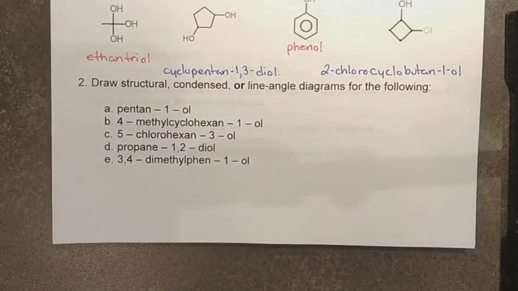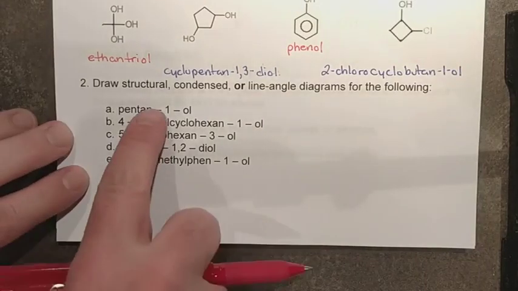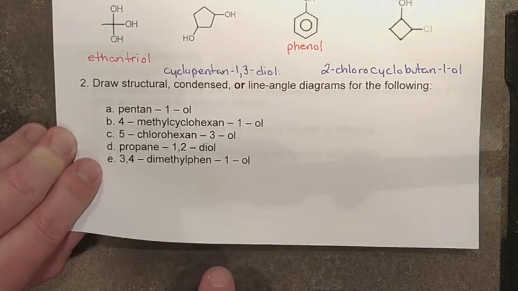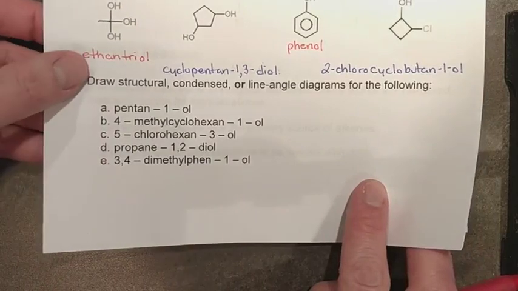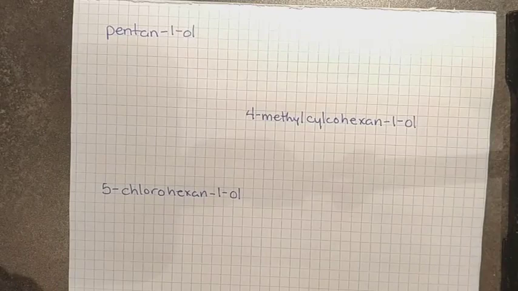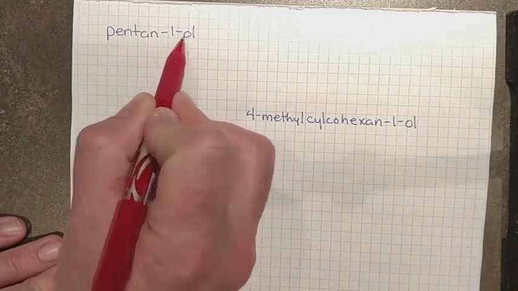Okay, 10.3, Lesson 1, Part 2. Here we go with drawing these various structures. You can see we have 5 examples from pentan-1-ol down to 3,4-dimethylphenol. Okay, so we've got that. Let's draw these ones out.